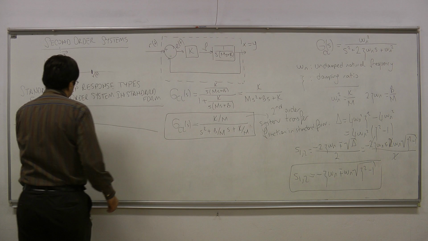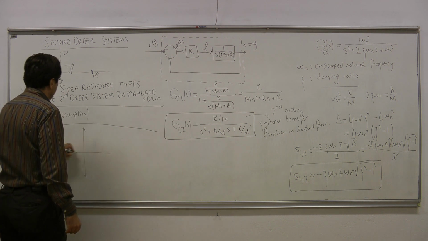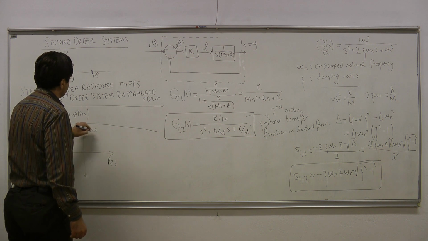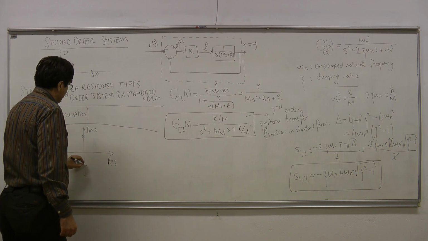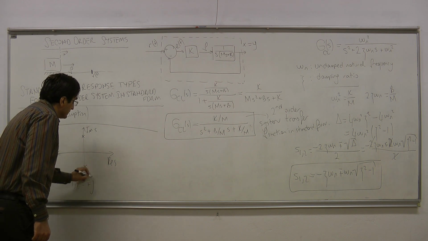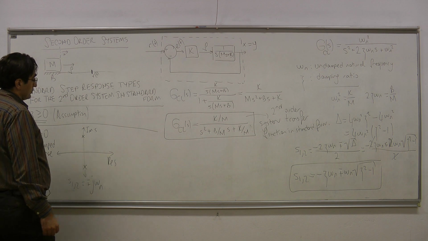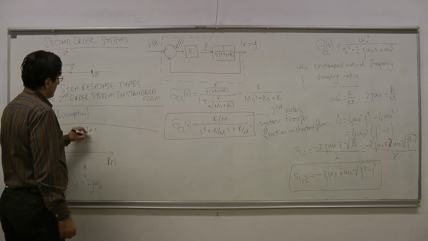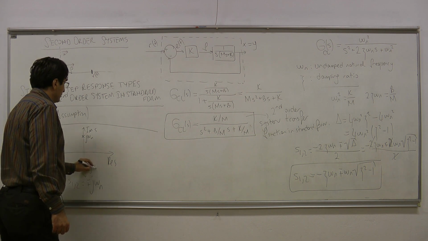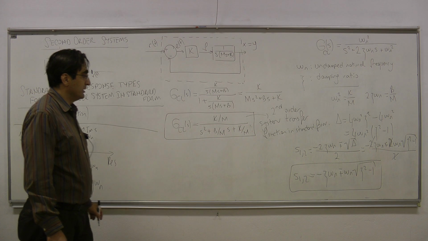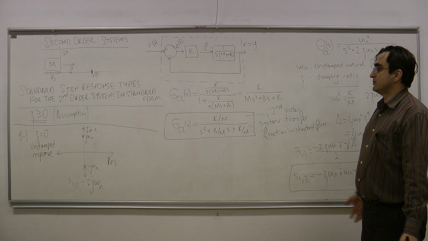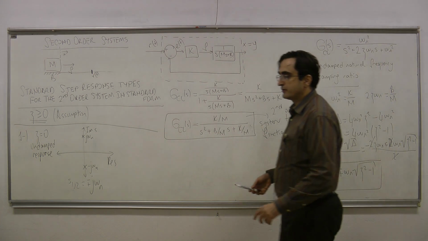So here, if I draw my pole locations on a pole-zero plot, then I would see the following. The poles are going to be purely imaginary. So s1,2 here is plus minus j omega n. Okay? And therefore my poles are going to be exactly on the imaginary axis. So they are purely imaginary. Okay?